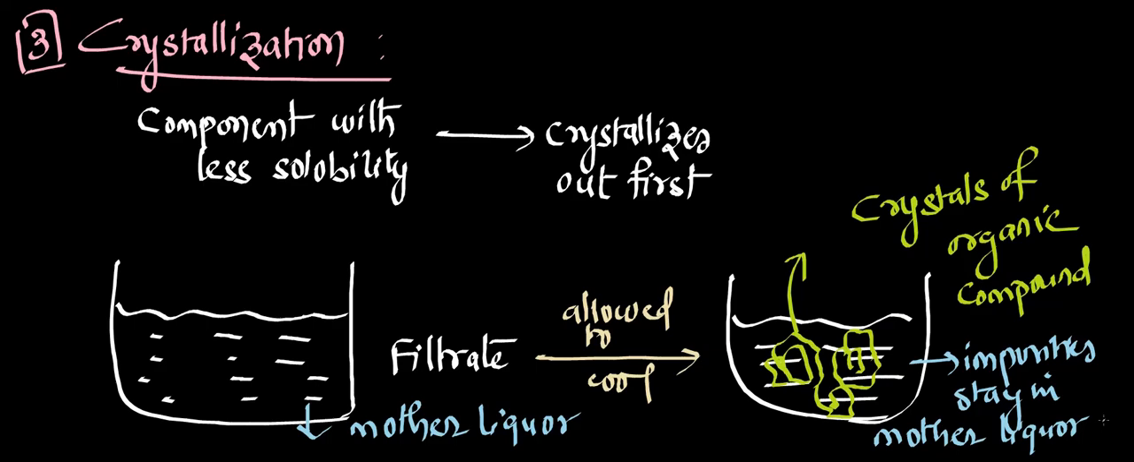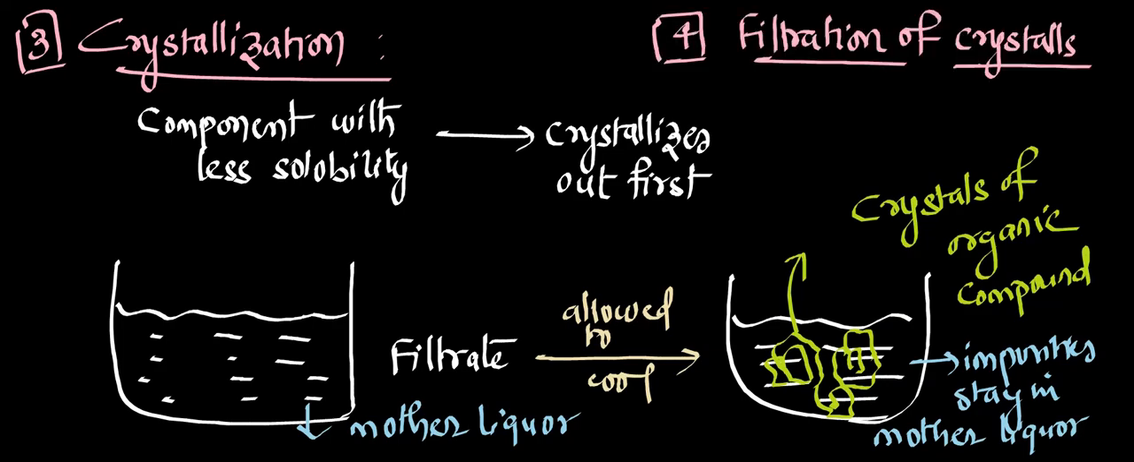So if the component that has less solubility is the organic compound, the crystals of the compound will be obtained in this process, and the impurities stay behind in the mother liquor. Now, how do we separate these crystals? Again we have to do the filtration process. So step 4 is again filtration of crystals. So crystals will be separated, and the solution will be left behind.